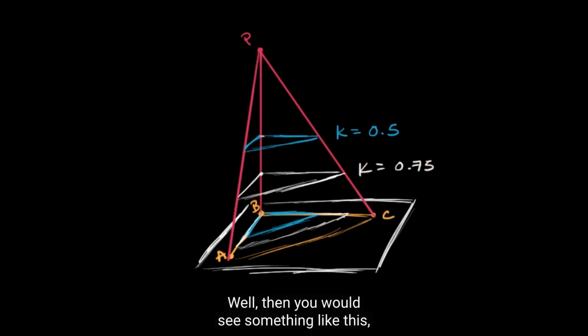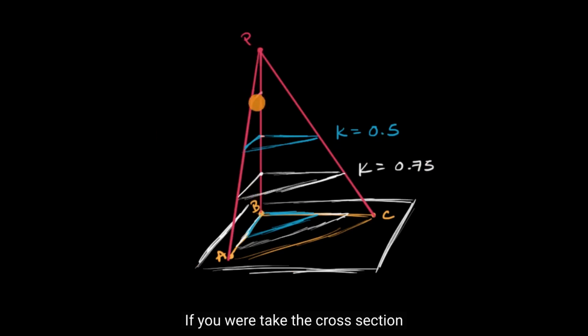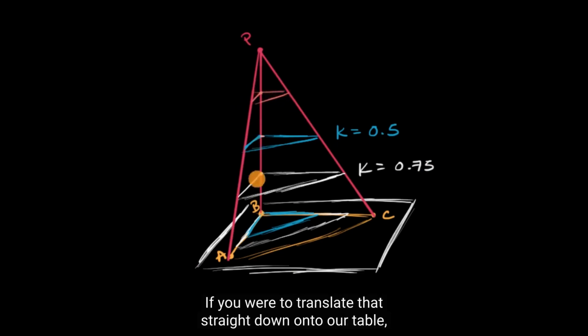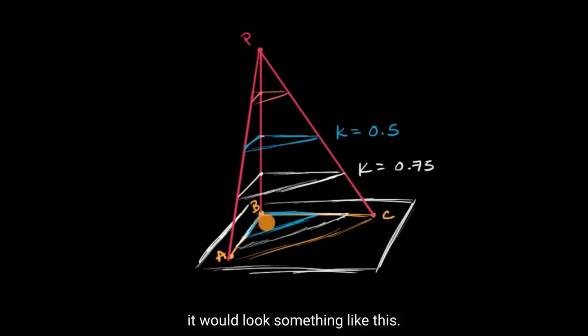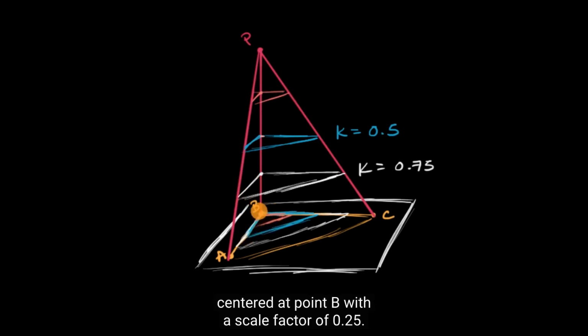And then what if you were to go only a quarter of the way between point P and point B? Well, then you would see something like this. A quarter of the way, you would take the cross section parallel to our original surface. It would look like this. If you were to translate that straight down onto our table, it would look something like this. And it looks like a dilation centered at point B with a scale factor of 0.25.